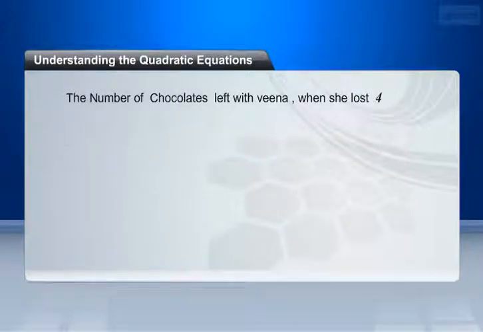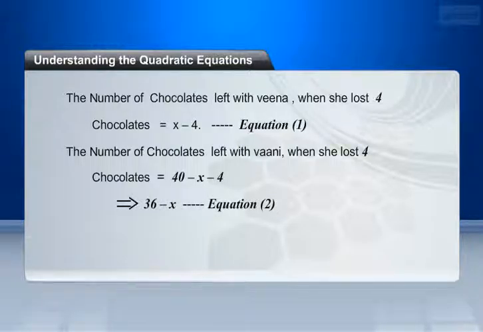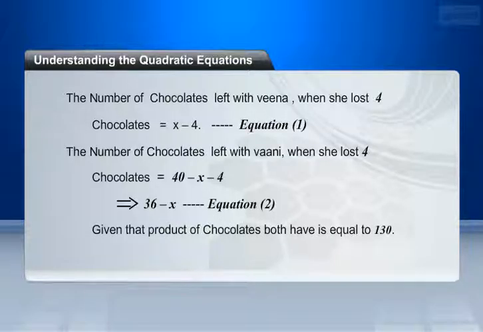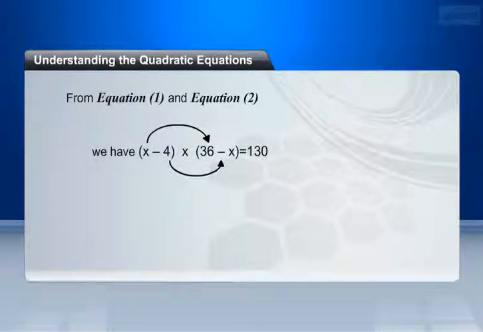The number of chocolates left with Veena when she lost 4 chocolates is x minus 4, make it equation 1. The number of chocolates left with Vani when she lost 4 chocolates equals 40 minus x minus 4, which is equal to 36 minus x, make it equation 2. Given that the product of chocolates both have is equal to 130. Therefore, from equation 1 and equation 2, we have (x minus 4) into (36 minus x) equals 130.